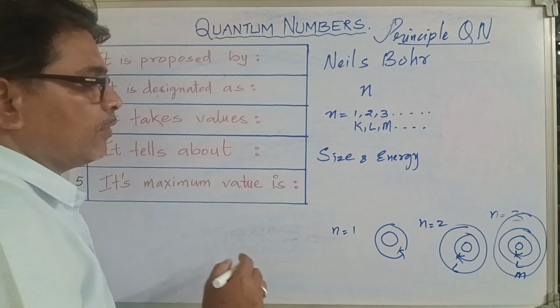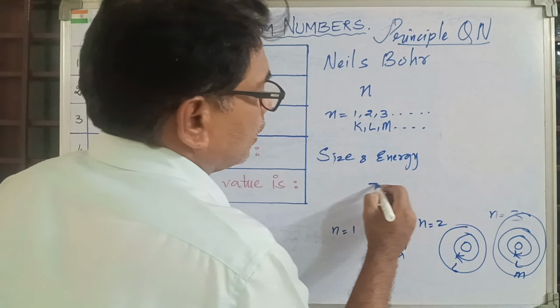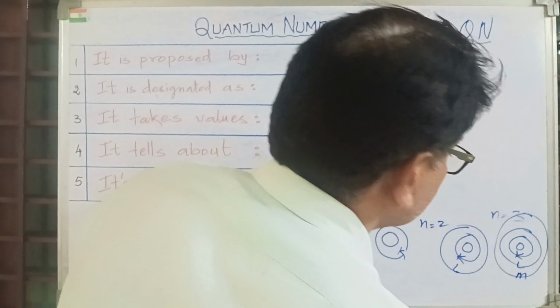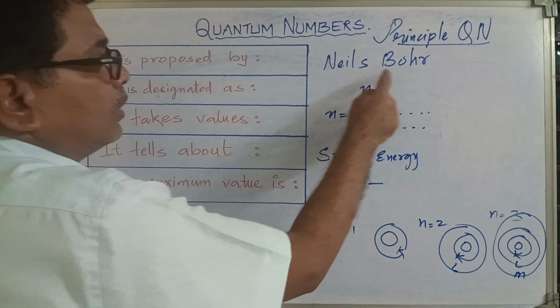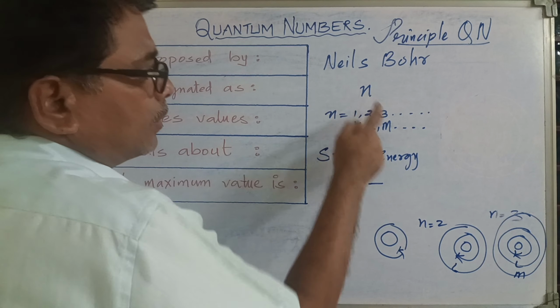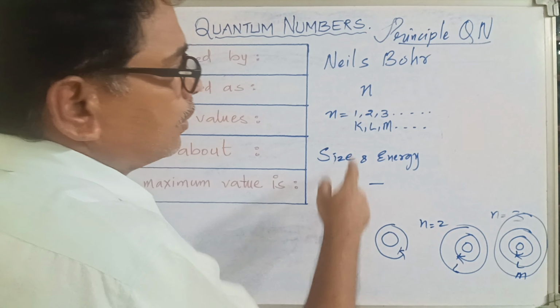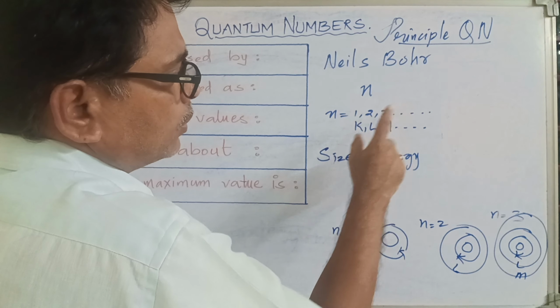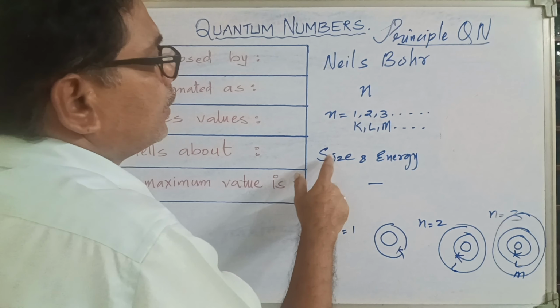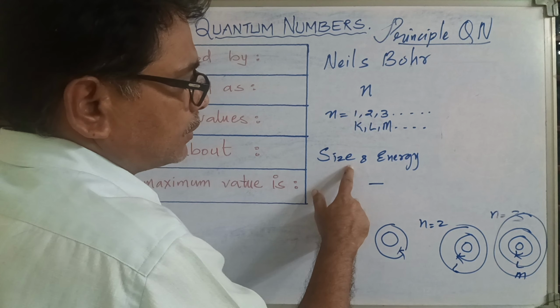And the last one is the maximum value. It does not have any maximum value. This is all about the principal quantum number. It is proposed by Niels Bohr, designated as n, with n = 1, 2, 3, also represented as K, L, M, N, and it tells about size and energy. As the n value increases, size is increasing.